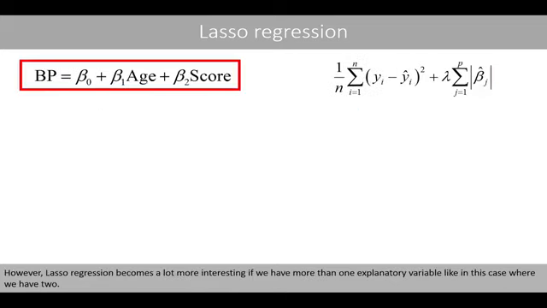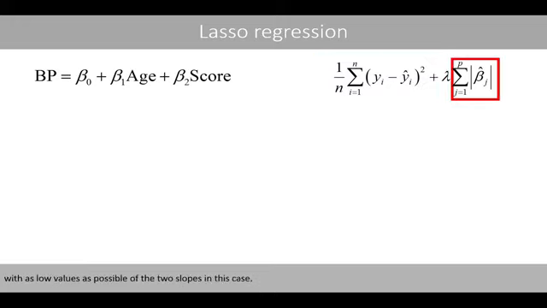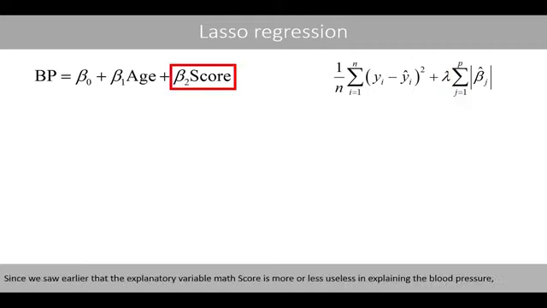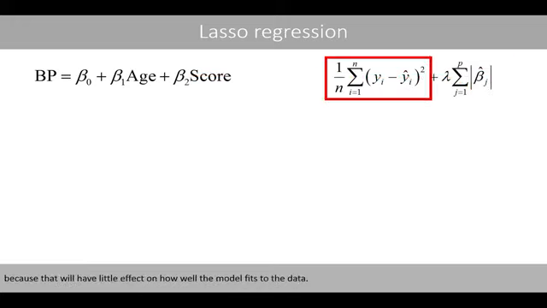However, Lasso regression becomes a lot more interesting if we have more than one explanatory variable, like in this case where we have 2. We'll now fit a plane to the data that fits as good as possible, with as low values as possible of the two slopes in this case. Since we saw earlier that the explanatory variable math score is more or less useless in explaining the blood pressure, the algorithm will especially reduce the value of this parameter, because that will have a small effect on how well the model fits the data.